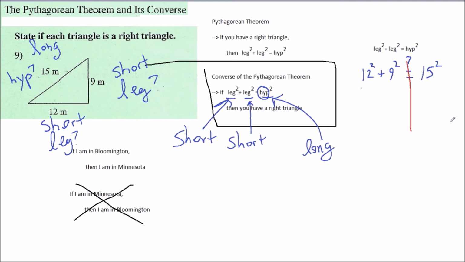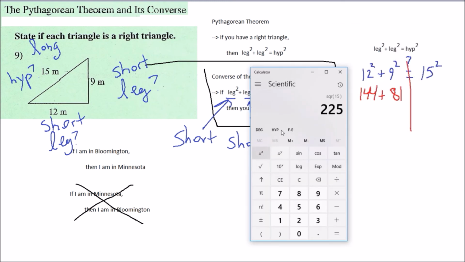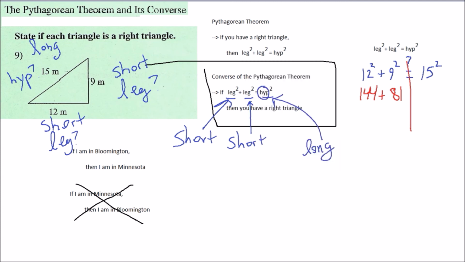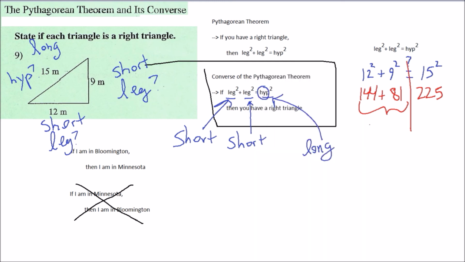So 12 squared would be 144, plus 9 squared would be 81, and 15 squared I think is 225, but I'm going to double check here. 15 squared, yep, is 225. So we get 225 here. I'm still asking, is 144 plus 81 equal to 225? So I can add these two together, 144 plus 81, and that gives me 225. I'm just going to bring this down on the other side. Is that true? Is 225 equal to 225?